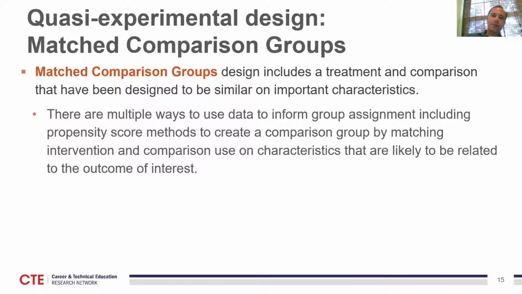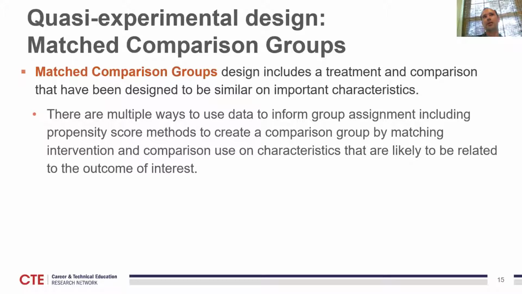Matched comparison group designs include a treatment and comparison group that have been designed to be similar on important characteristics. There are multiple ways to use data to inform group assignment, and researchers may use propensity score methods to create a comparison group, matching intervention and comparison units on characteristics that are likely to be related to the outcome of interest. This is considered a less rigorous quasi-experimental design than RD or comparative interrupted time series.